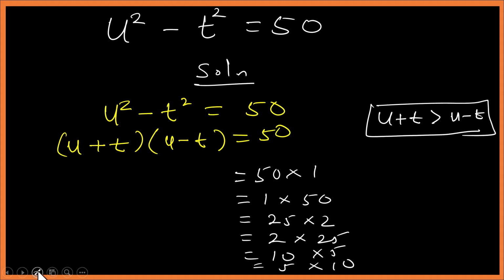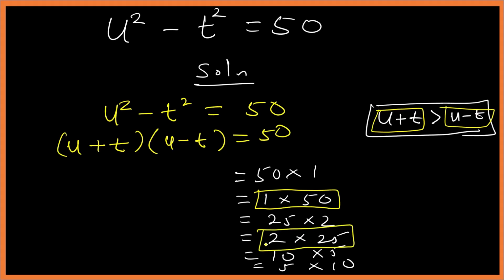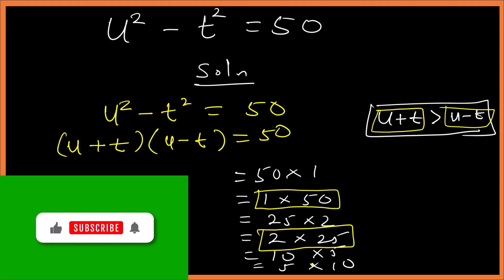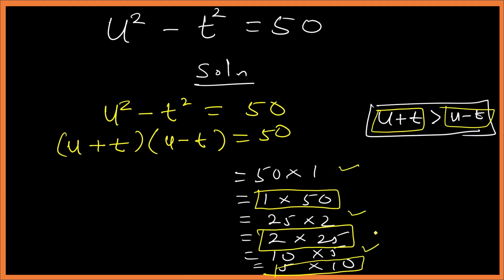Now looking at this condition, u plus t is more than u minus t. So this one is more than this. I'll keep this, so I'll cancel this one. This one will be maintained, I'll cancel this. So 10 is more than 5. I'll cancel this. So I'll stick to 1, 2, 3. So let's start with the first condition.